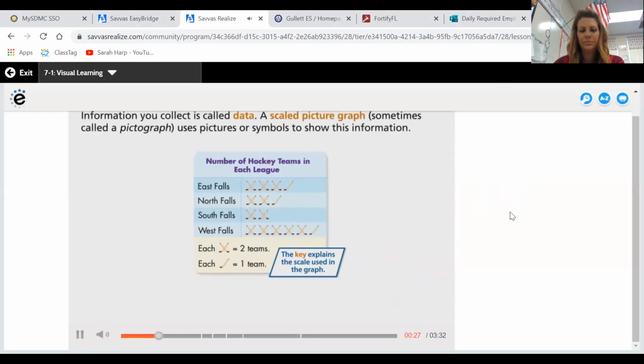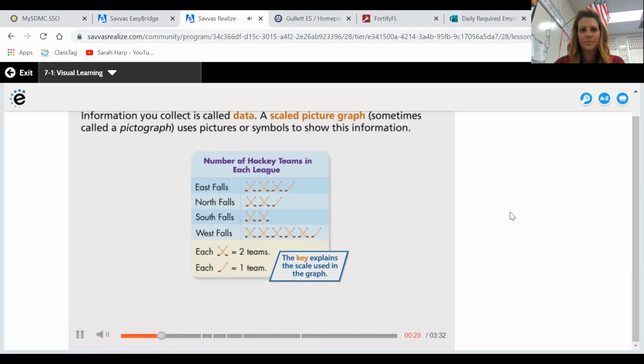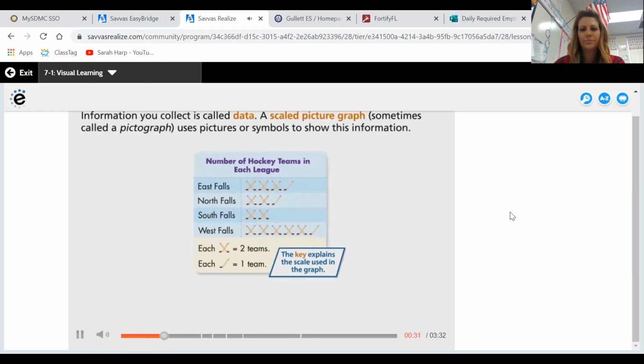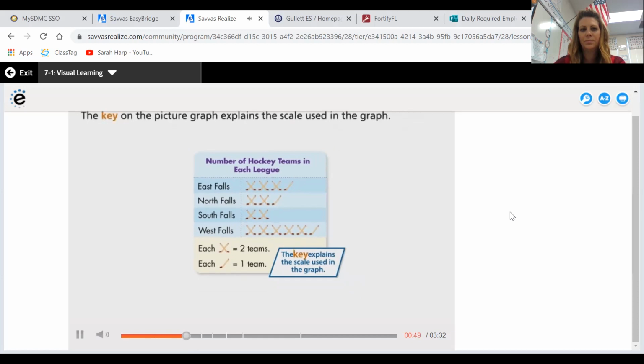Information you collect is called data. A scaled picture graph, sometimes called a pictograph, uses pictures or symbols to show this information. The scale on the picture graph is the number each picture or symbol represents or stands for. The key on the picture graph explains the scale used in the graph.